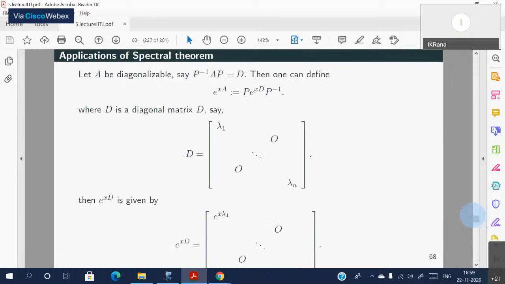The advantage of having diagonalizability is, for example, you want to write e raised to the power xA for a matrix A. If it is diagonalizable, that is, P inverse AP is diagonal D, then it is P times e raised to the power xD times P inverse, where the function simply goes onto the diagonal entries. So that is the advantage of diagonalizability. It helps you to compute things very easily.